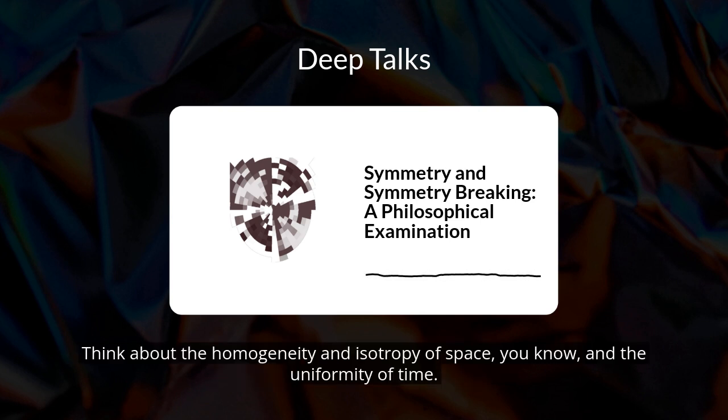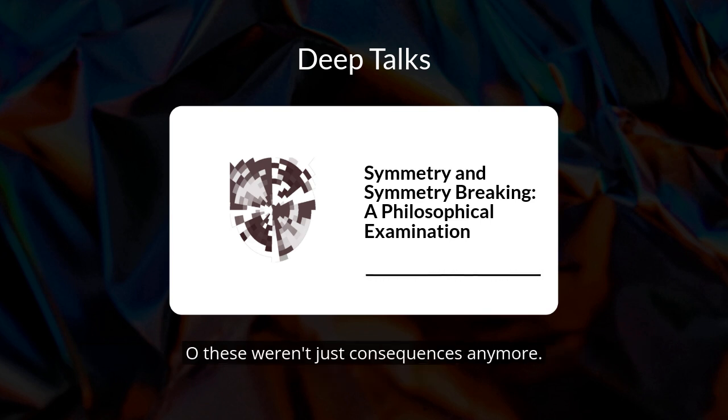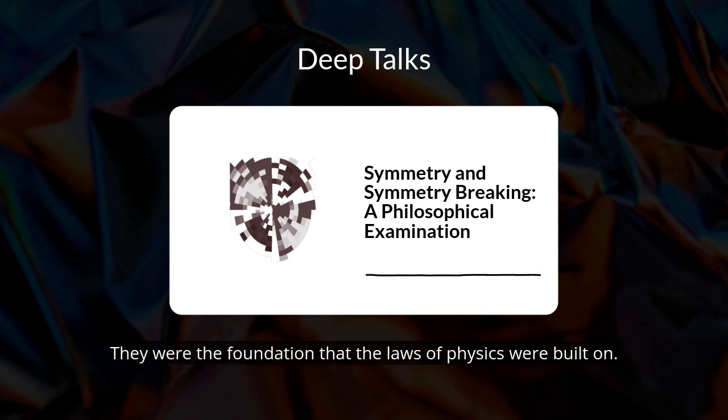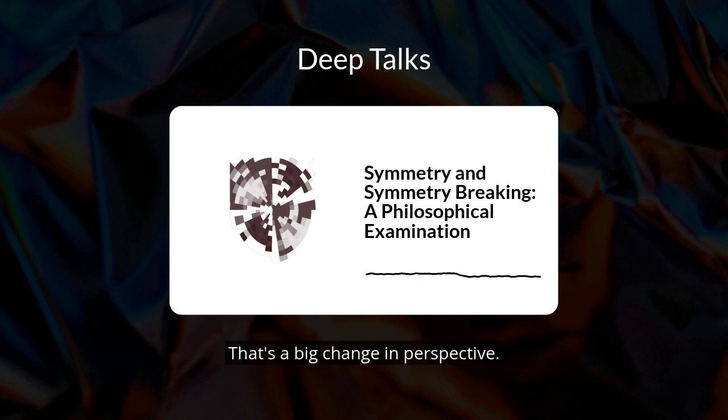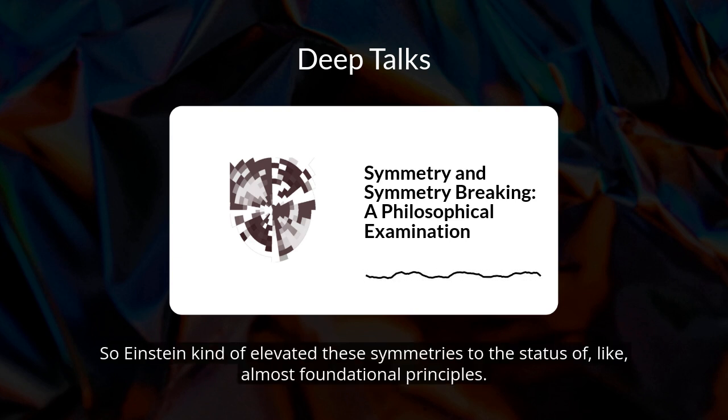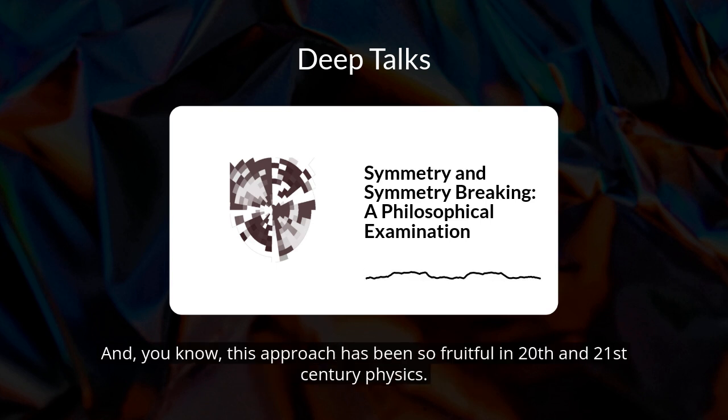Think about the homogeneity and isotropy of space, and the uniformity of time. These weren't just consequences anymore. They were the foundation that the laws of physics were built on. Wow, that's a big change in perspective. So Einstein elevated these symmetries to the status of almost foundational principles. Yeah, exactly. And this approach has been so fruitful in 20th and 21st century physics.